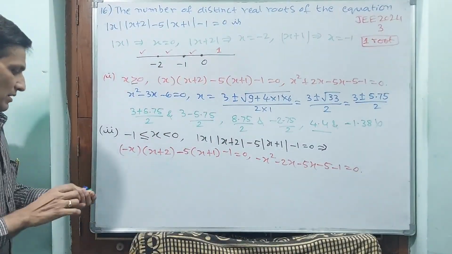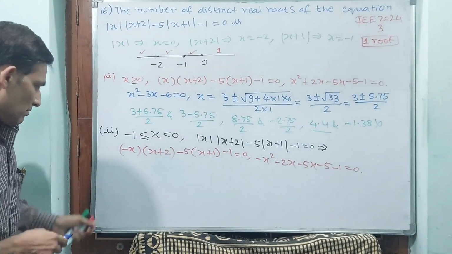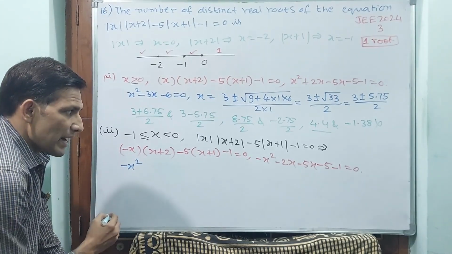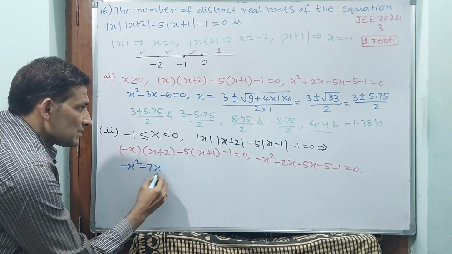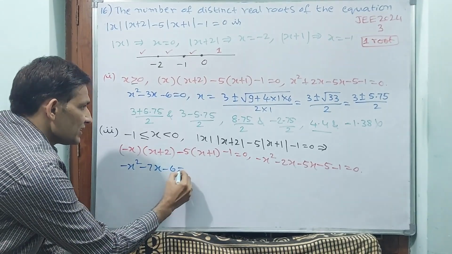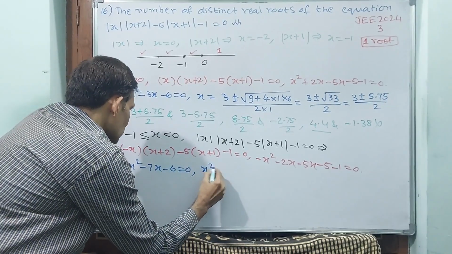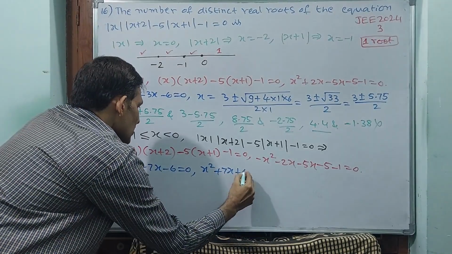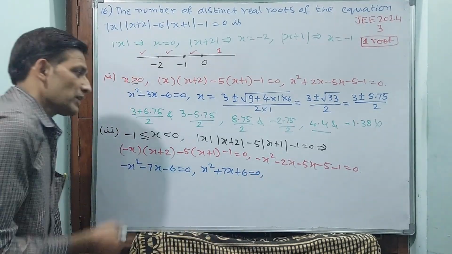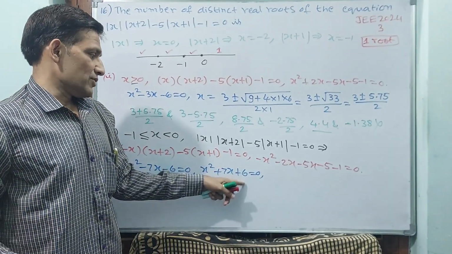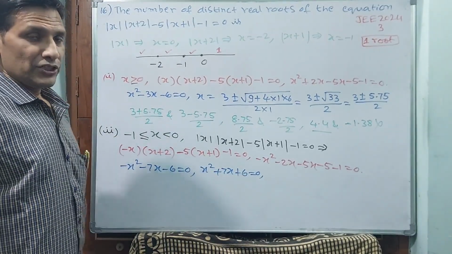Okay, now solve. Minus x square minus 7x minus 6 equal to 0. See, all are minus, shall I send that to the other side? x square plus 7x plus 6 equal to 0. Okay, this equation you should get, then only you get the answer. See, 1 into 6, 1 plus 6 is 7. Shall I split?